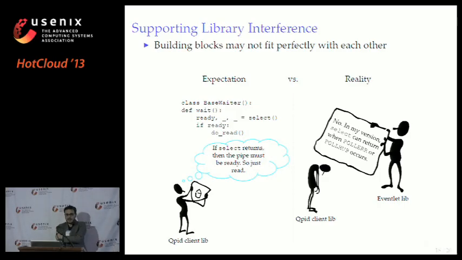Another case that we saw, somewhat similar to the previous, is actually even at a lower layer. We have, again, the QPID client library issuing selects to determine whether a new message has arrived. And it usually assumes that if select returned, then it can go ahead and read. Unfortunately, in some cases, the socket can be closed, and the select is not returning an actual valid file descriptor, but an error. And it may be that the library that's attached to it will do the wrong thing.